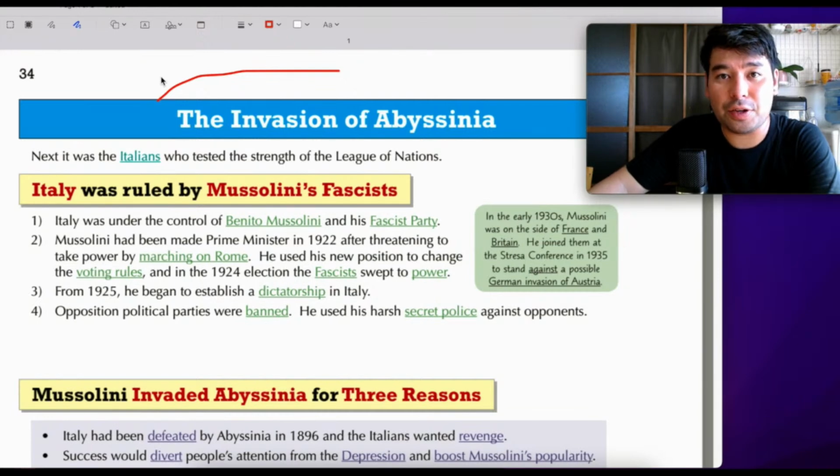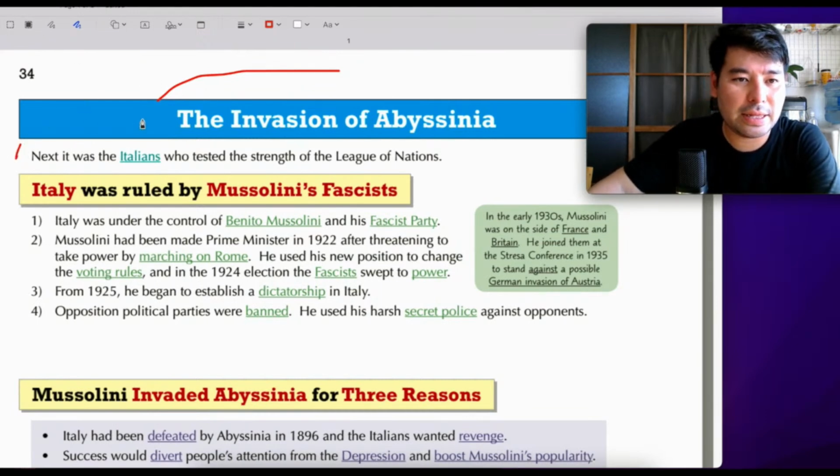Why do I say failure? Because there is another country that's going to invade a weaker country. As we saw in the last lesson, remember that we were studying the Japanese invasion of the Manchuria area. So let's go on. I'm going to start the reading. Just follow me, guys.